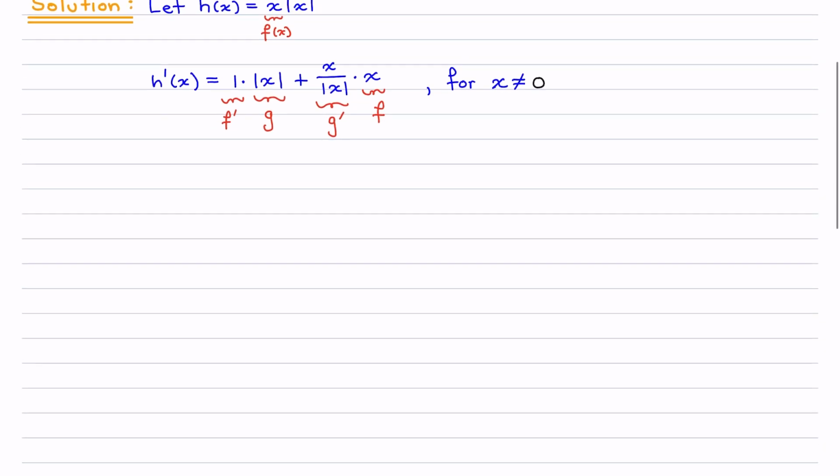Okay, let's simplify using some algebra. This is just the absolute value of x. 1 times anything is itself. And if we want to simplify, we have x times x is x squared. Now x squared is non-negative, so that's the same as the absolute value of x squared over the absolute value of x. And you can see what I'm about to do here. I'm going to cancel.